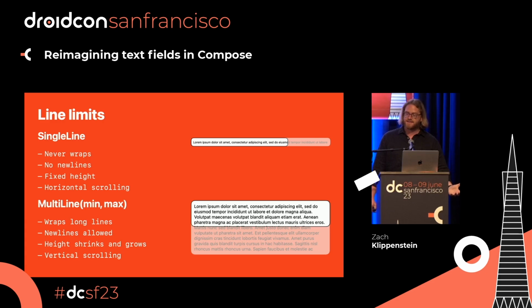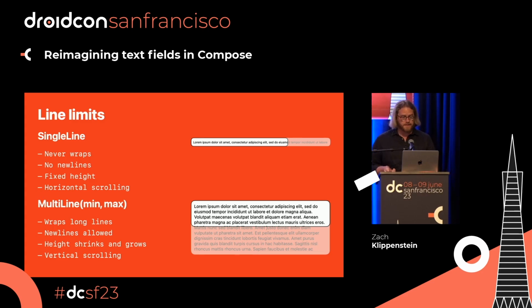Multi-line, on the other hand, will always wrap lines if they're too long. It'll allow you to enter new lines, and it'll render new lines in the text. It will shrink and grow as necessary within those constraints to show the text. And it will scroll vertically instead of horizontally.